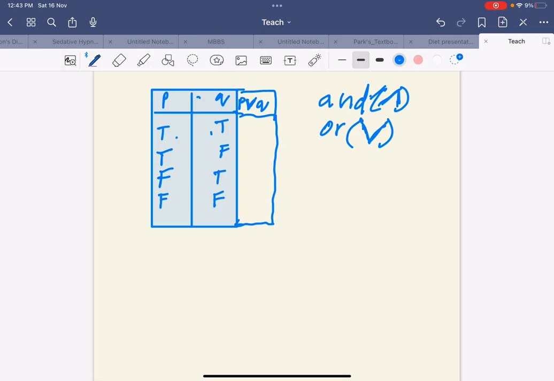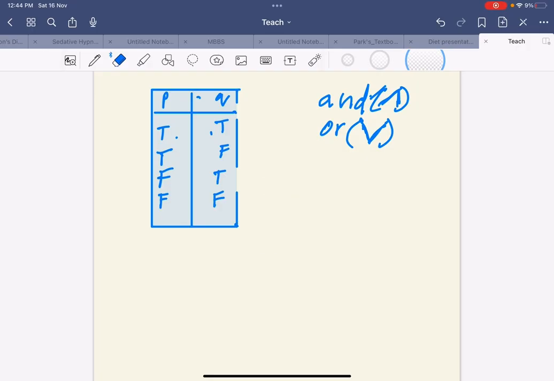Now for that, true and true, one of it is true, that's why it's true. False and true, one of it is true, so true. This is also true, and this is false, because one of it has to be true, only then the answer is true. So only the last one is false, other than that all of it is true. So that is disjunction. Now I hope you understood what disjunction and conjunction means.